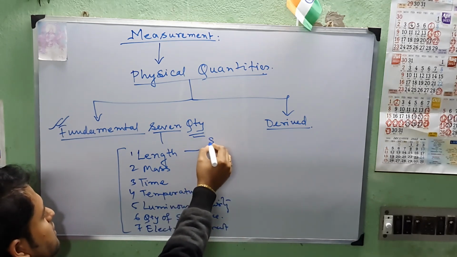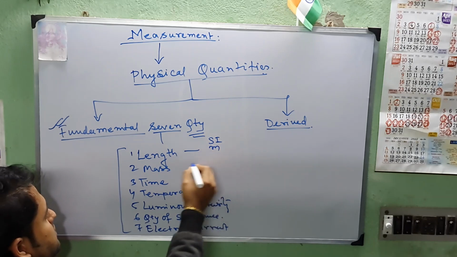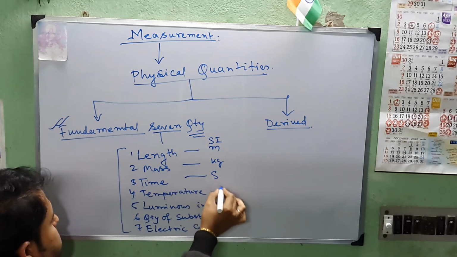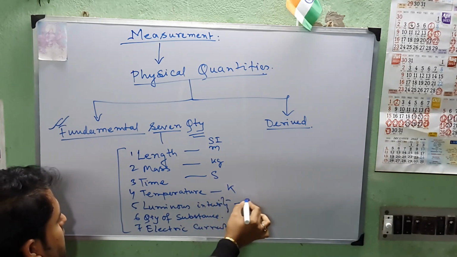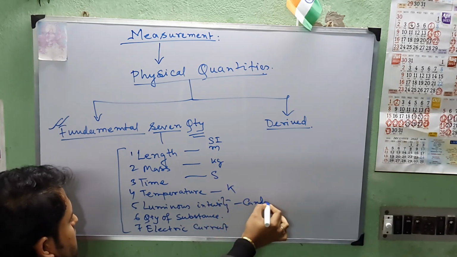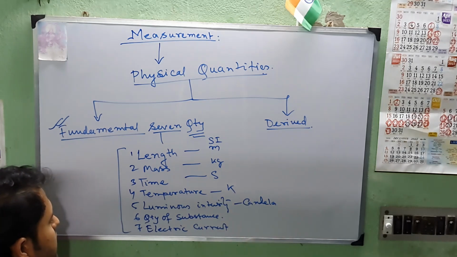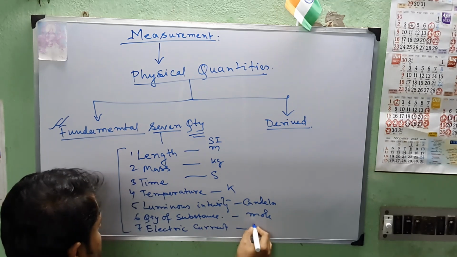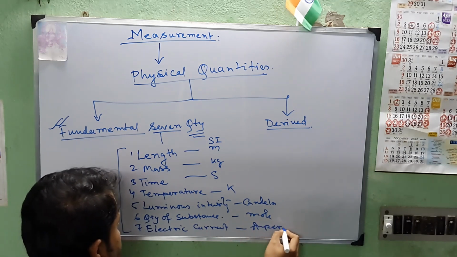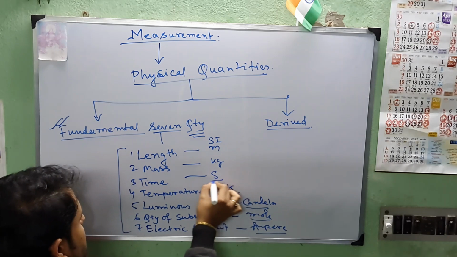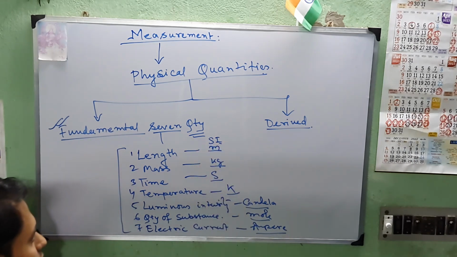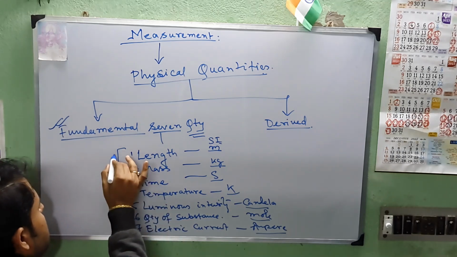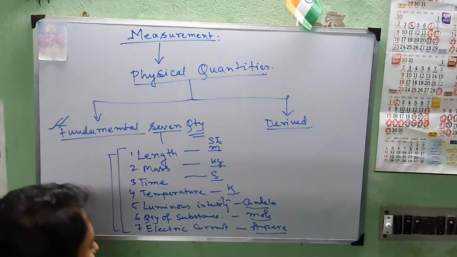As we know, the SI unit of length is meter, mass is kg, time is second, temperature is Kelvin, luminous intensity is candela, amount of substance is mole, and electric current is ampere. We are all familiar with these terms; these are the main fundamental physical quantities.